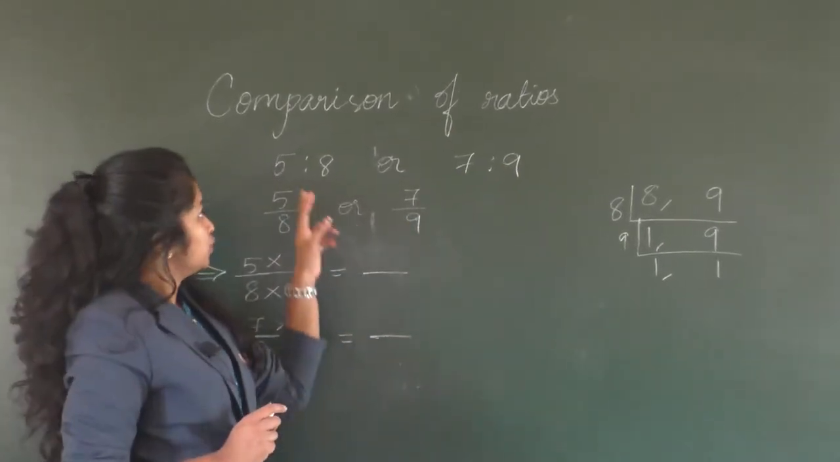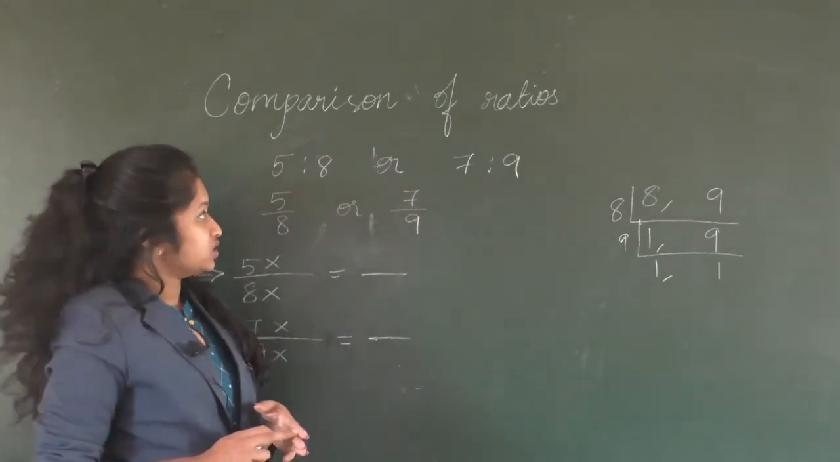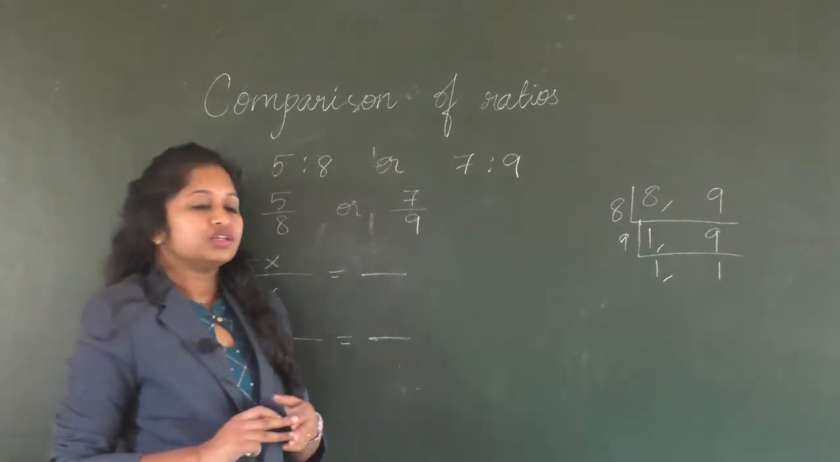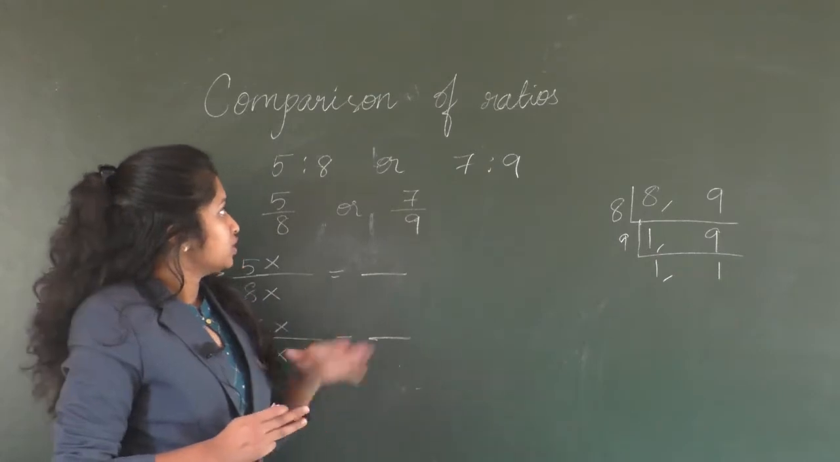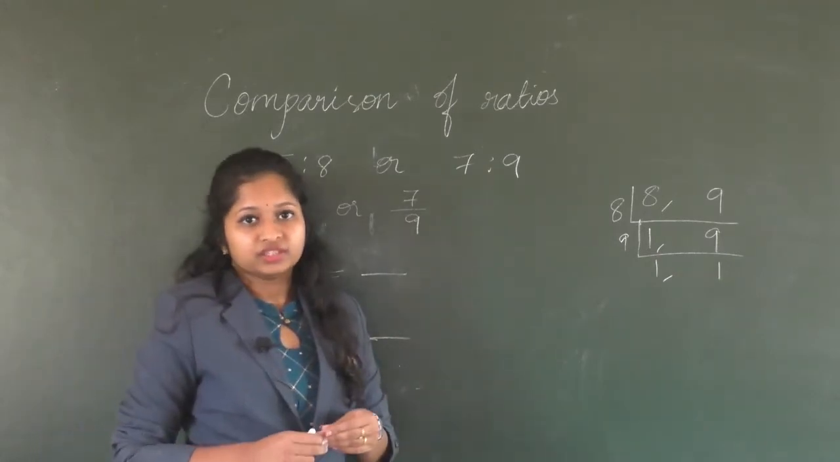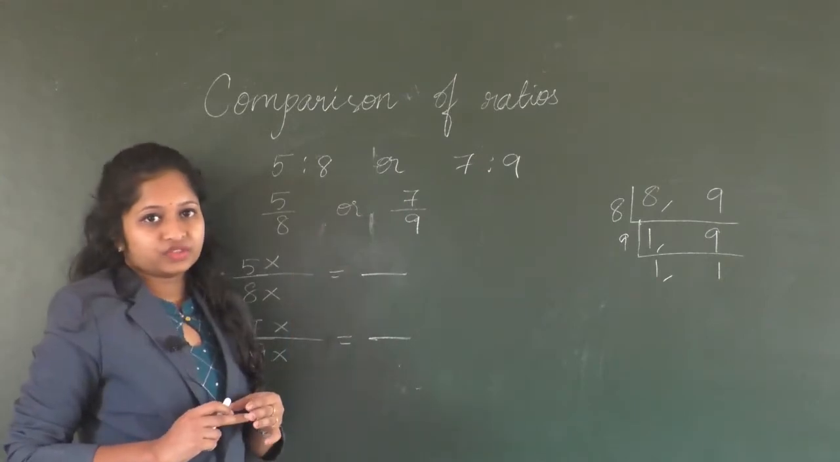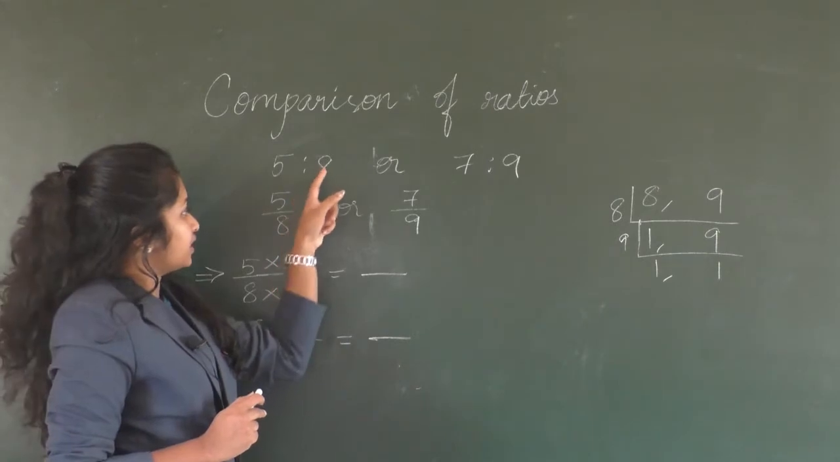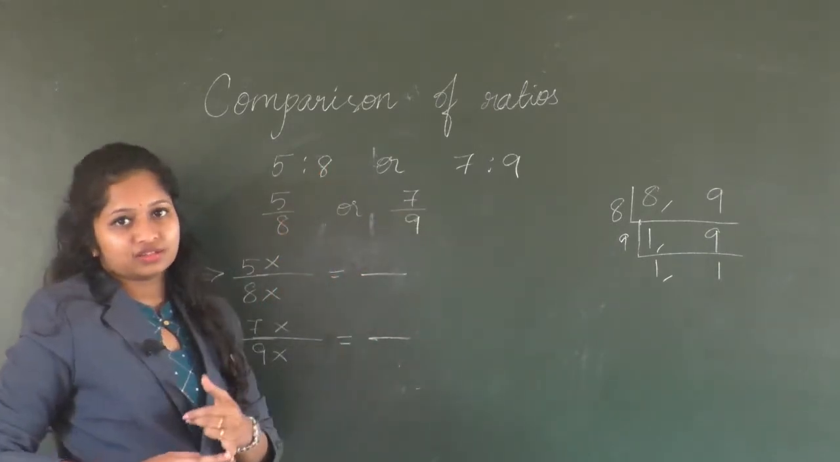I have two ratios here. One is 5 is to 8 and the other is 7 is to 9. Now we should find which ratio is greater. So in order to find that, first convert these ratios to fractions. That is, write the first term in the numerator and the second term in the denominator. Now, is 5 by 8 or 7 by 9 greater?